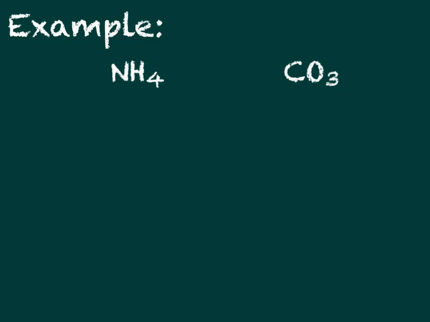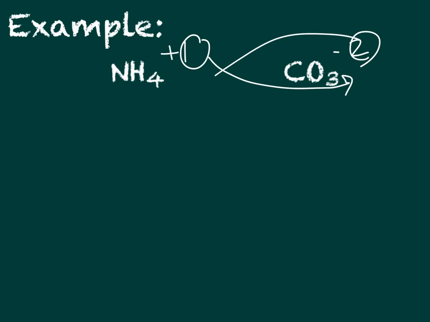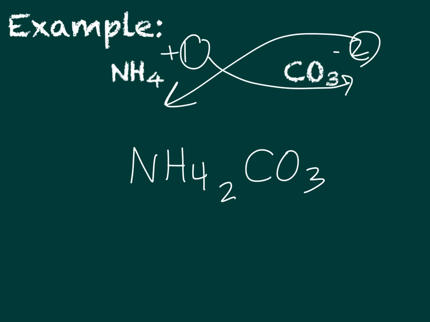The charge on ammonia is +1, and the charge on carbonate is -2. Now that I know the charges, I can cross my numbers. So 1 comes over with carbonate and 2 moves over with ammonia. That gives me NH4 with a 2, CO3.